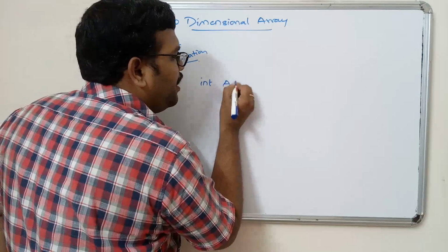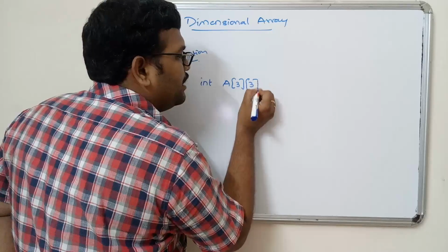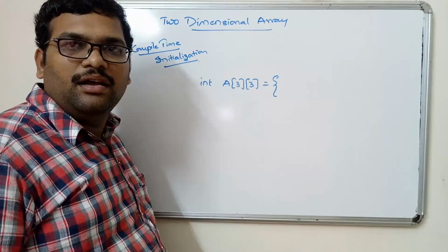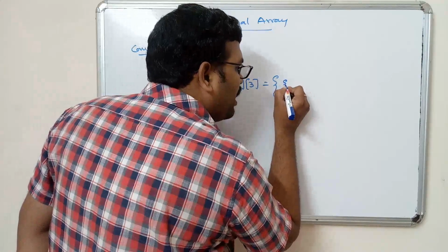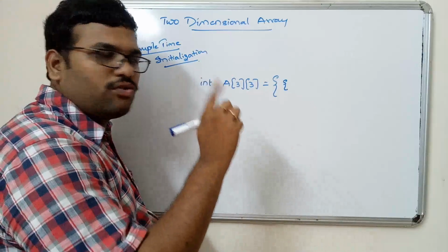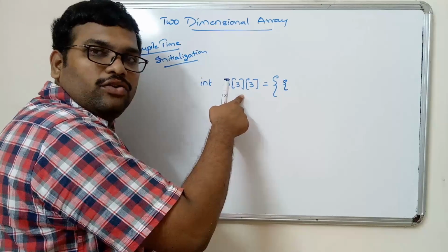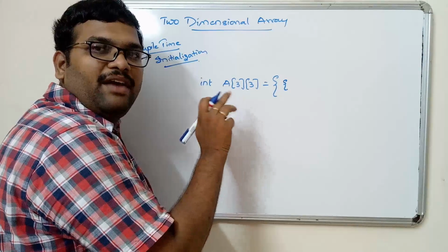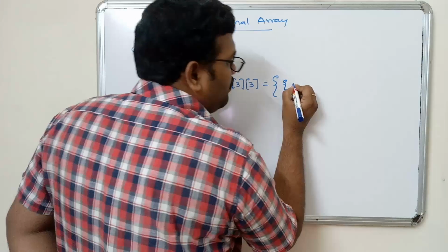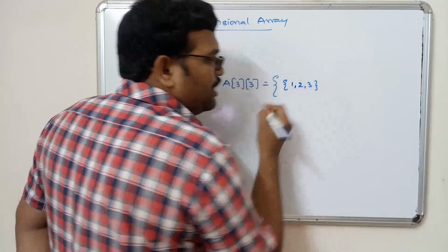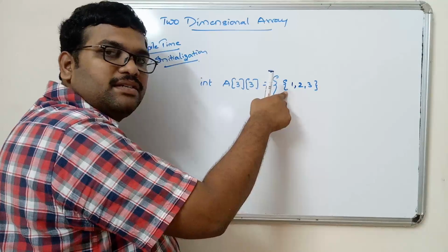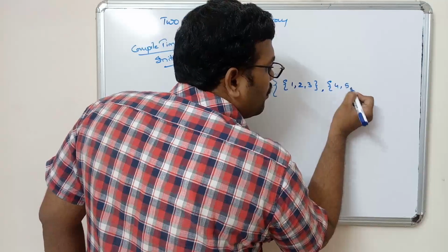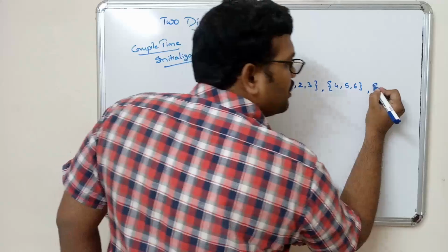int a[3][3] is equal to, open the curly braces, the same thing we have done in the one-dimensional array. Open again another curly braces, write down the elements of first row. So here there are 3 rows and 3 columns. So each row will be having 3 columns, that means 3 elements. We can assign 1, 2, 3. So this second curly braces represents the row elements, comma, now second row, comma, third row.